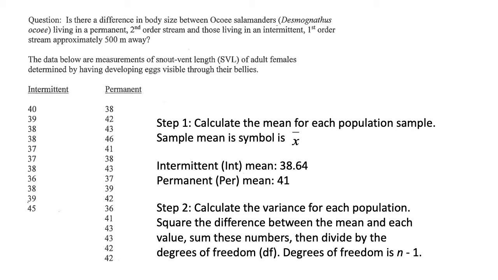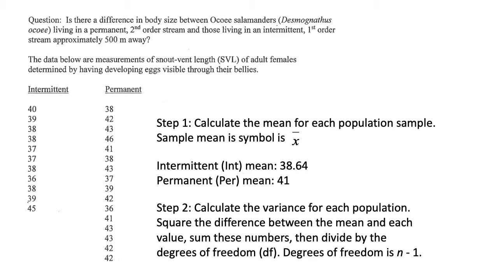Okay, so step one, you calculate the mean for each population, and again, it's this X bar. So you're going to calculate the mean for the intermittent stream. You're going to add all these numbers up and divide by the population size, which is 11 for this population, and you should get 38.64. For the permanent stream, you're going to add all these up and divide by, I believe it's 16, and get 41 as the mean. So that's a start. That's how we get the mean for each population.